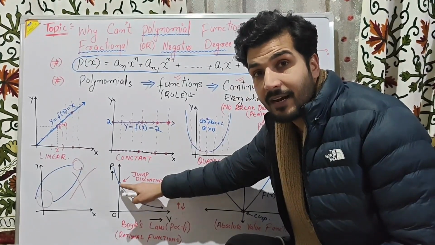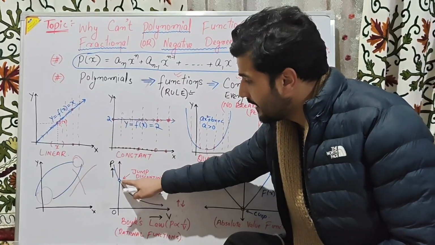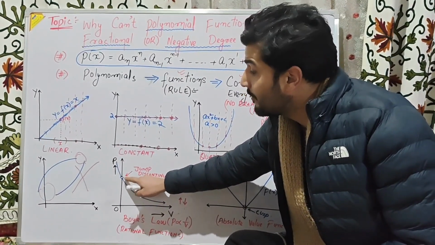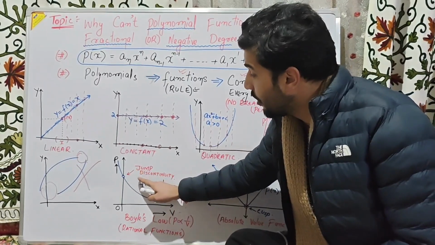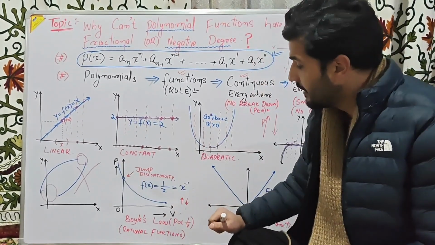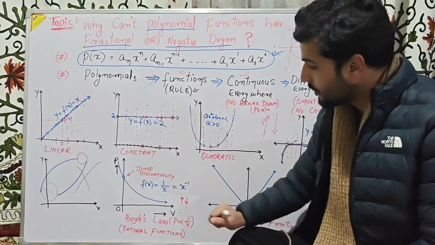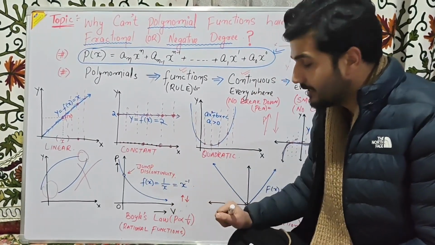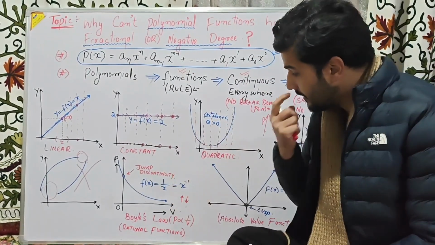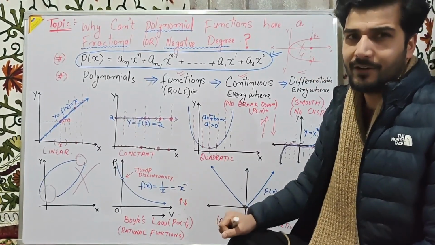Undefined means that graphically there's a point of discontinuity, right? At this point, we get a point of discontinuity. So what type of discontinuity is this? This we call jump discontinuity. So in this graph, it can be clearly seen that f of x equals 1 by x is discontinuous at 0, right? And this is not a polynomial function, it is a rational function.